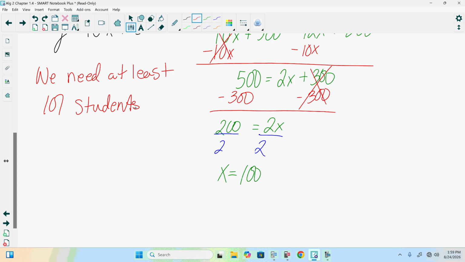On the ACT, if they ask something like this here, 100 would be an answer choice. They would 100% put 100 down and see if you realize I did get 100. 100's not answering the question. 100's telling me when they're going to be the same. We need 101 before they start becoming cheaper. We don't look at 100.5 because we can't have a student come half the time and only charge them half price. If they show up at all, if they are going to be attending, they get the full ticket price.